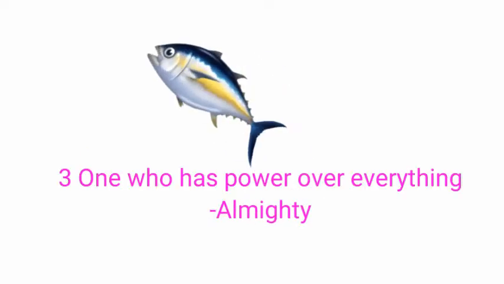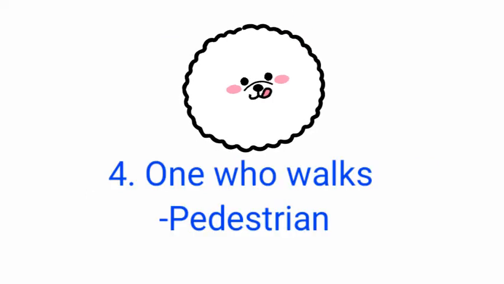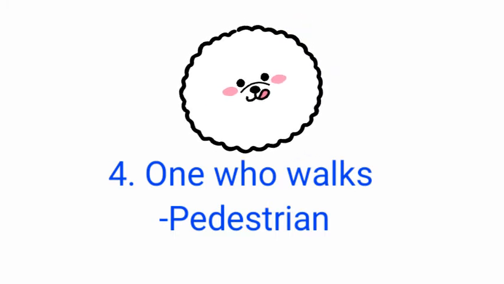Number three, one who has power over everything is called Almighty. Number four, one who walks is called pedestrian.